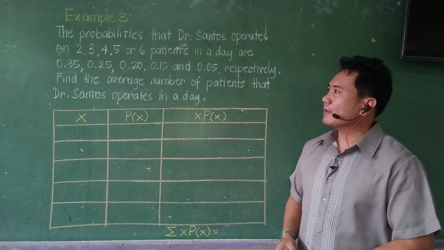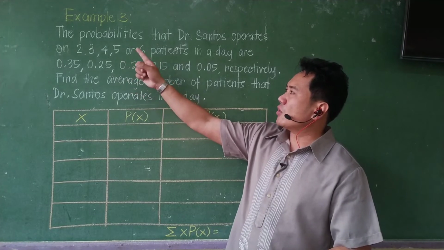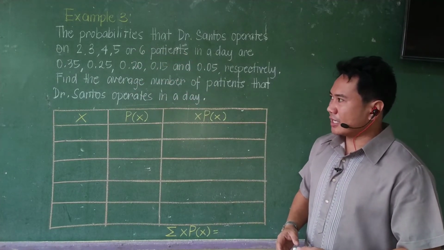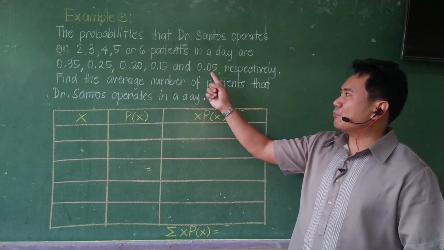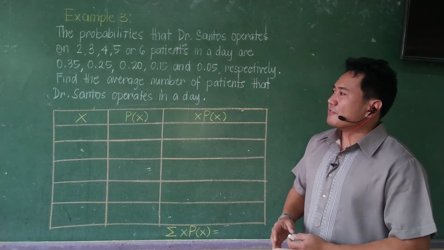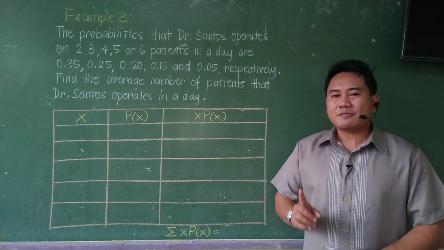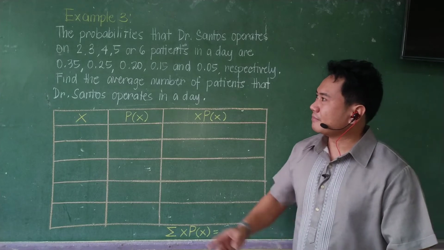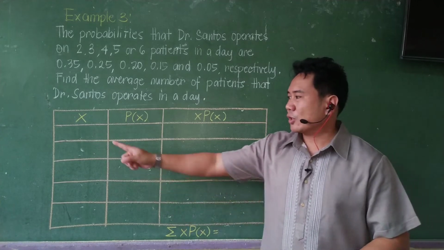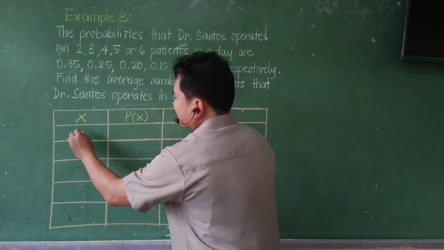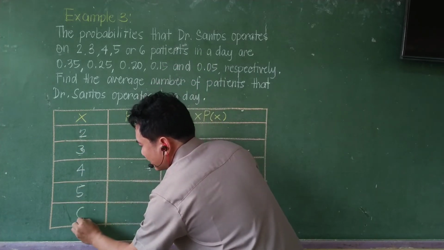Example number 3. The probabilities that Dr. Santos operates on 2, 3, 4, 5, or 6 patients in a day are 0.35, 0.25, 0.20, 0.15, and 0.05 respectively. Find the average number of patients that Dr. Santos operates in a day. First, let us determine the given. 2, 3, 4, 5, and 6 are the values of our x. We're going to write them here. 2, 3, 4, 5, and 6.